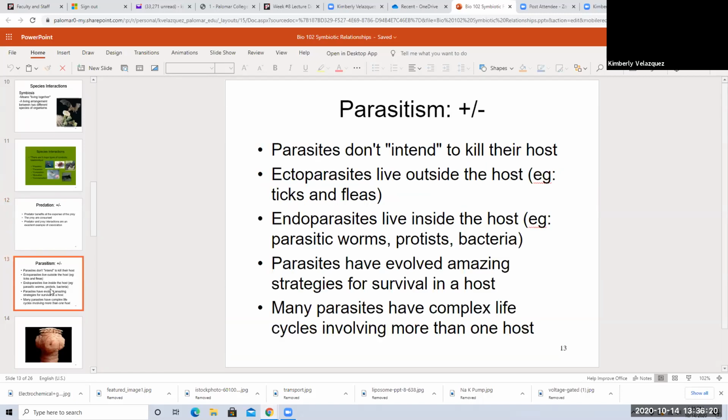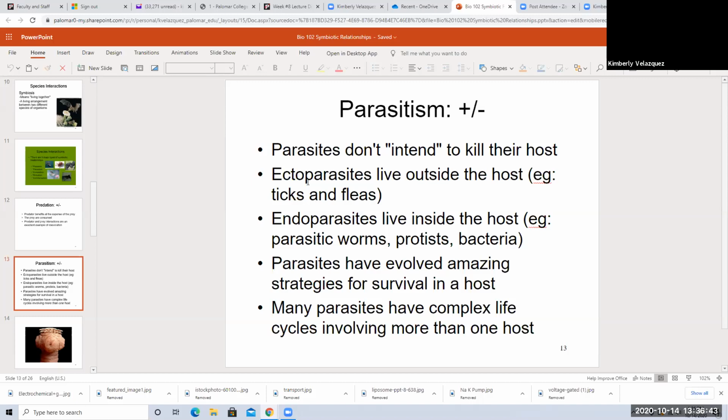Okay, so parasitism is a plus-minus relationship also, but in the case of parasitism, a good parasite does not want to kill its host because you can't just run down the savanna and find another organism to feed from. So if you're a parasite, you're living either on the outside of the host or the inside of the host.